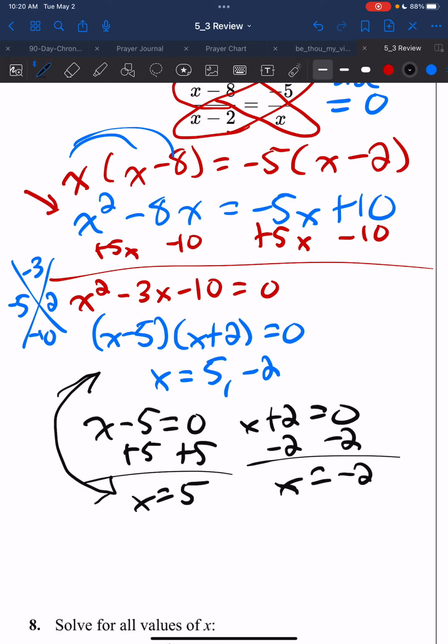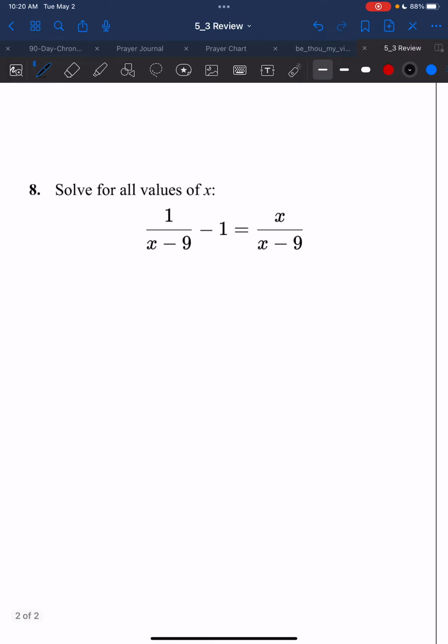So moving on to number 8. Here you can see I've got 1, 2, 3 fractions. Okay, so I can't just cross multiply. What I'm doing here is I've got to get everything to have the same denominator. So I'm looking for the least common denominator.